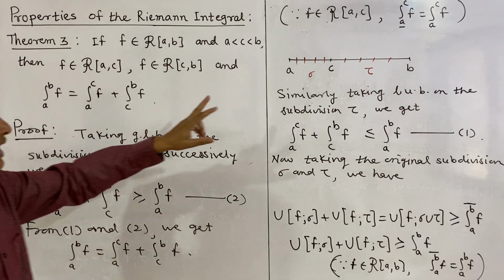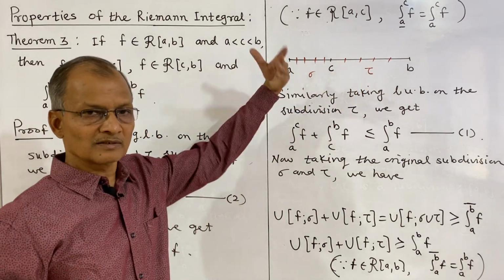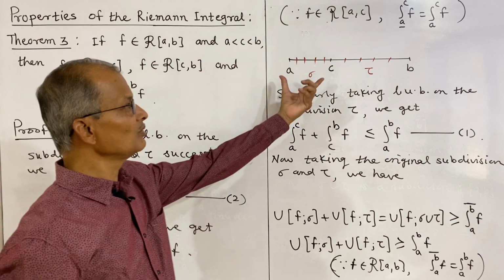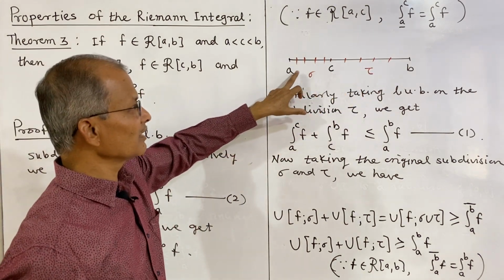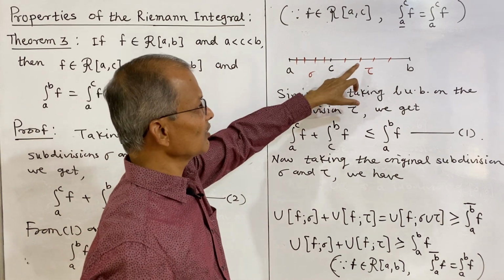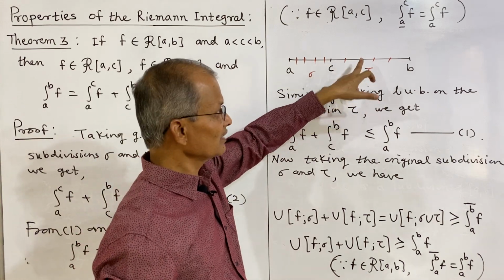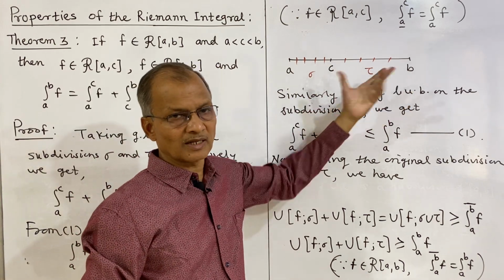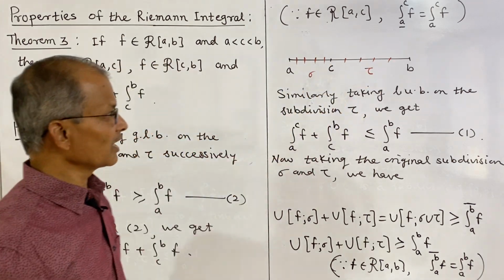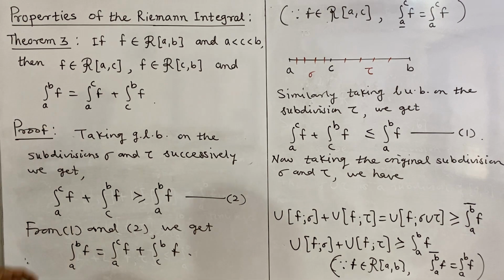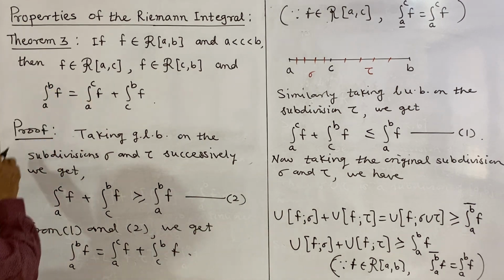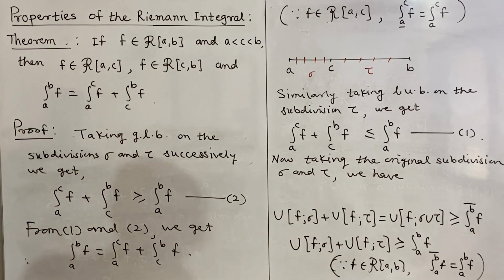So that means we can divide the interval in any part. The result can be extended, not only to 2 intervals but to 3 and n intervals. So that will be integral a to c, then c to any other point, then that point to the next point, etc. The whole interval can be covered like this. So this proves the result. Thus we have proved theorem number 3, and so this proves the theorem.